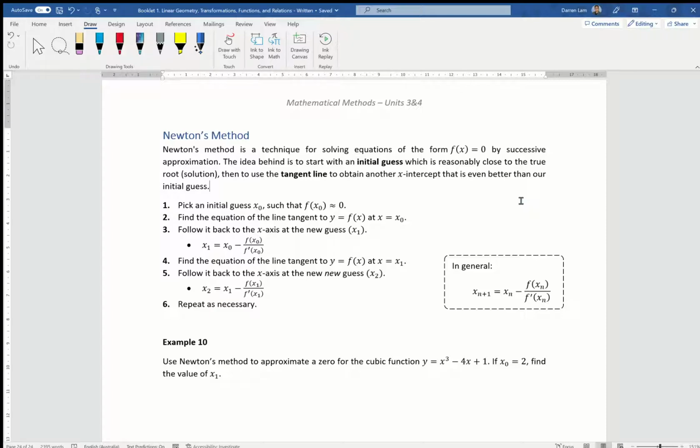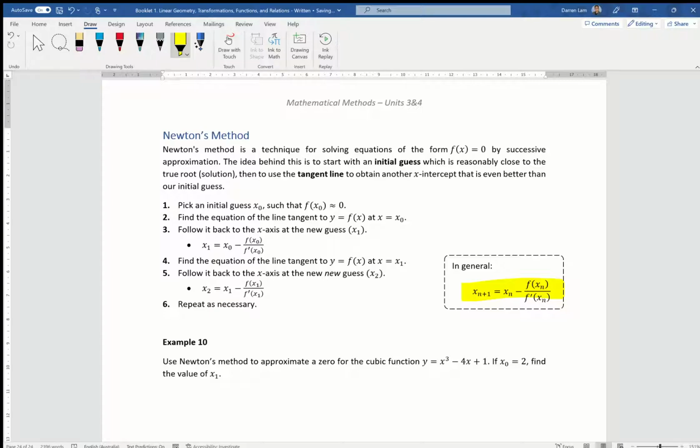The idea is that, essentially, as I mentioned, it's trial and error with a process. The idea behind this is to start with an initial guess, which is reasonably close to the root. Now, when we say root, it just means your x-intercepts, essentially. Then to use the tangent line to obtain the x-intercept that is even better than the original guess. In principle, what that means is this. We're going to apply this formula, and then just keep applying it as many times as the question asks.